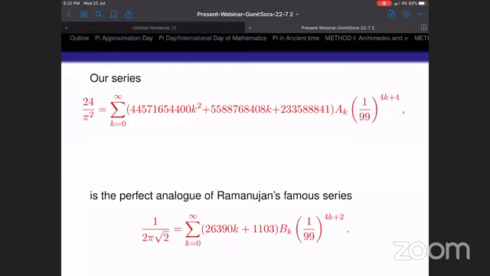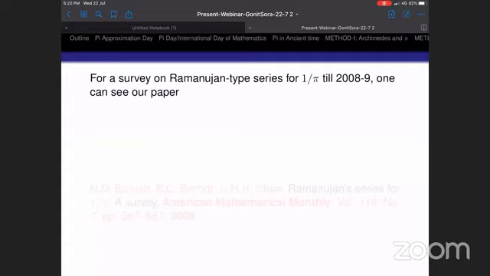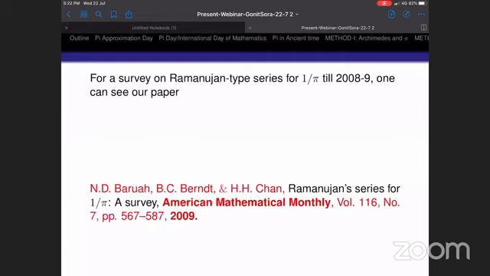Okay. And our series, this one, is the perfect analog of Ramanujan's famous series for 1/Pi. Okay. So, but ours is not 1/Pi². And a similar squaring method can be used to go from 1/Pi to 1/Pi², and many of those transformations were discussed by Guillera, then Judilin, and many others. Okay, and for a survey of Ramanujan type series for 1/Pi till 2008 and 9, one can see our paper written jointly with Bond and Chen, Ramanujan series for 1/Pi, a survey.